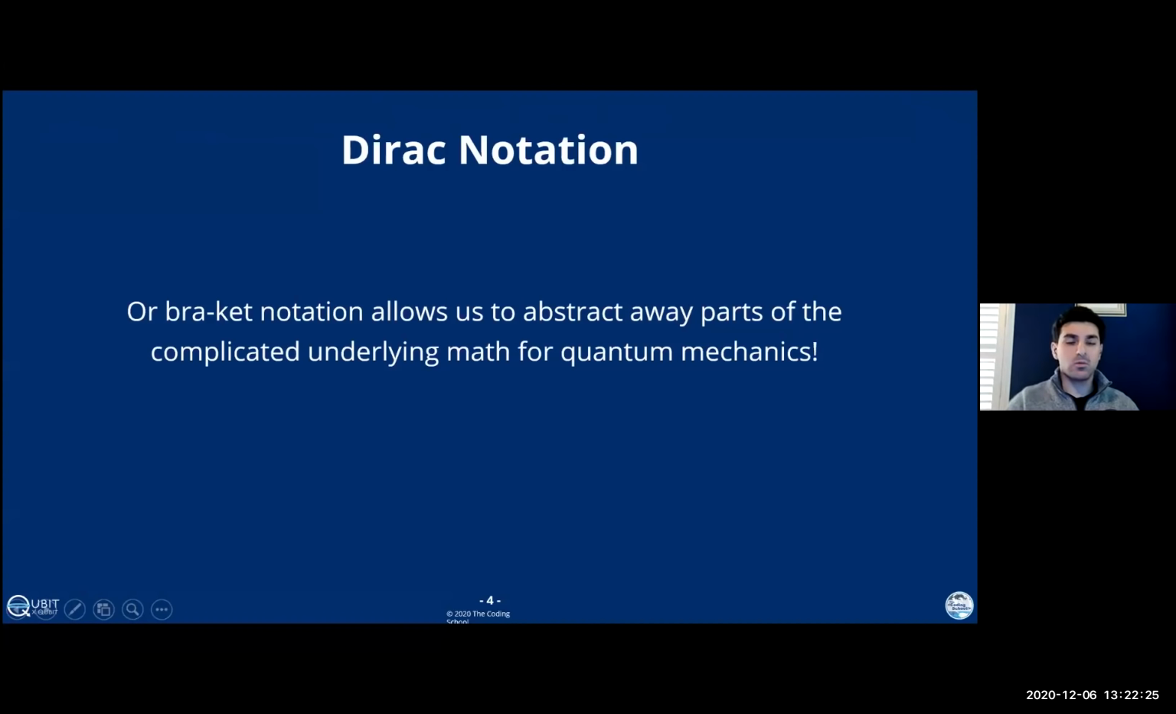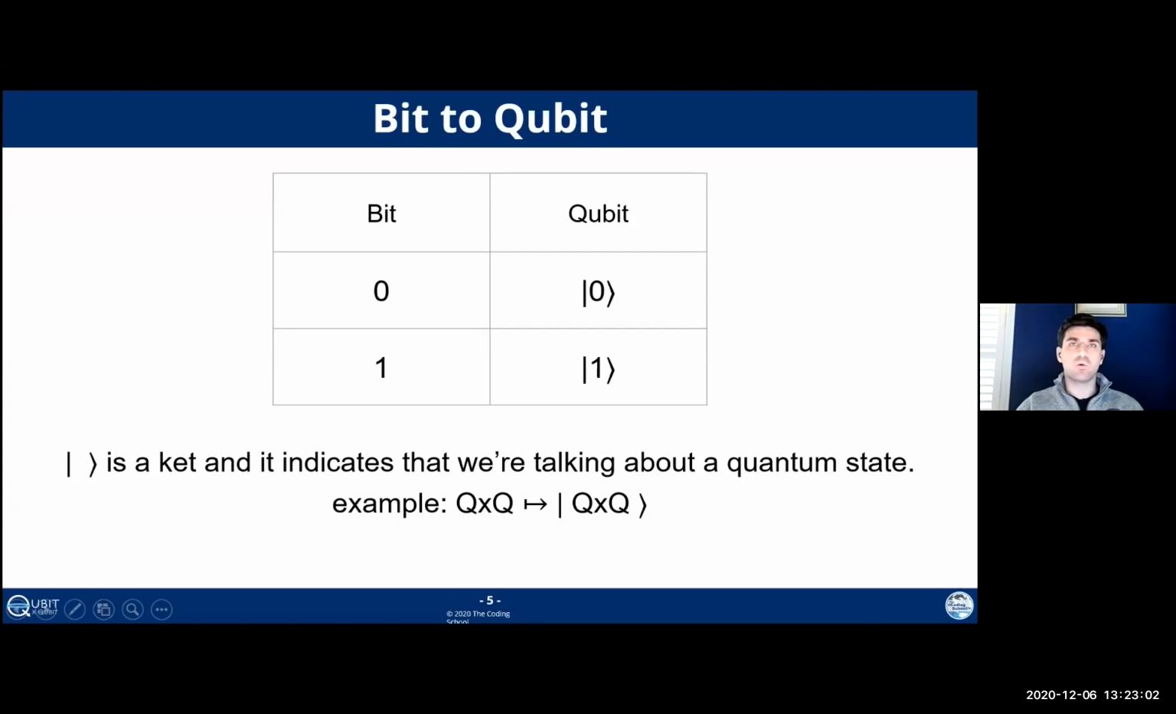I would like to start with the Dirac notation, also commonly referred to as bracket notation, which allows us to abstract away parts of the complicated underlying math for quantum mechanics. In the previous lectures, we talked about linear algebra, and today I'll discuss how you can represent quantum states as vectors and quantum operations as matrices. The Dirac notation is a very powerful tool for not having to write out massive vectors and matrices all the time, and to be able to do some of these operations much faster. Let's just do a quick review.